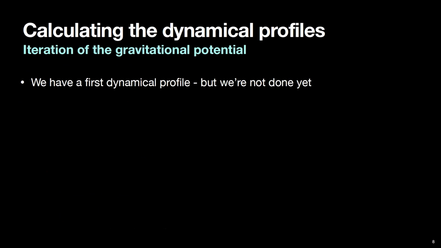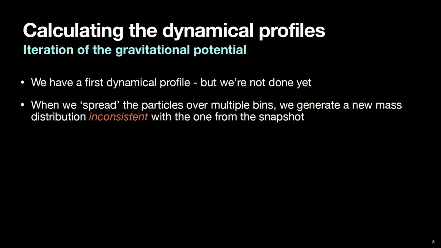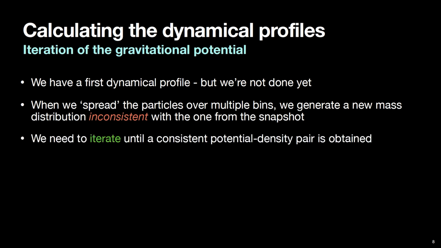Once we have a first estimate of our dynamical profile, we're not quite done yet. Once we spread the particles over their orbits and over multiple density bins, we generate a new mass distribution, which is inconsistent with the original mass distribution from the snapshot of your simulation. This is because the particles are now spread out as opposed to what they used to be in the original snapshot, so they cover a different amount of space. The mass is redistributed, which is inconsistent with the original simulation. So a way around that is to iterate our profiles until we obtain a consistent potential density pair.